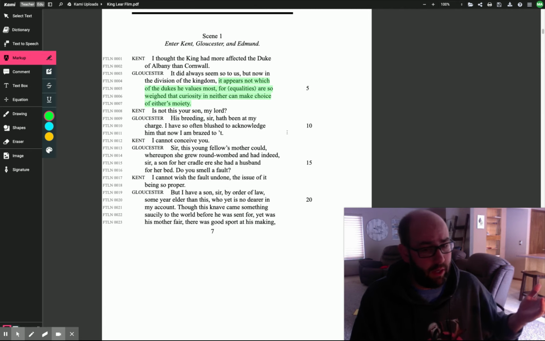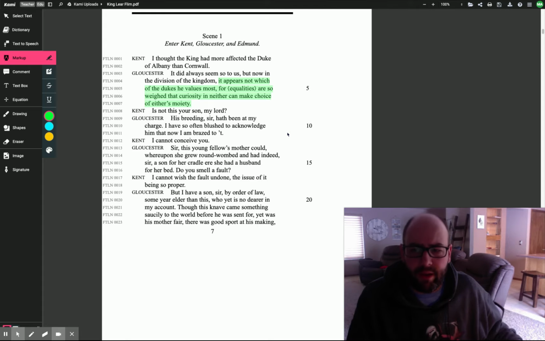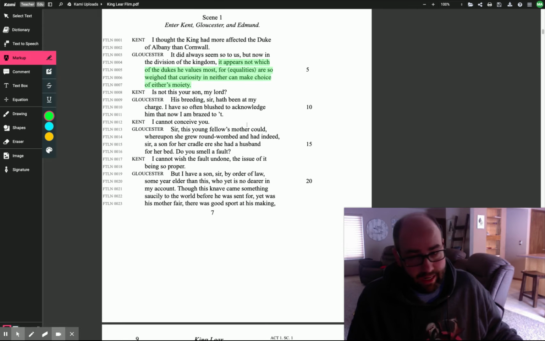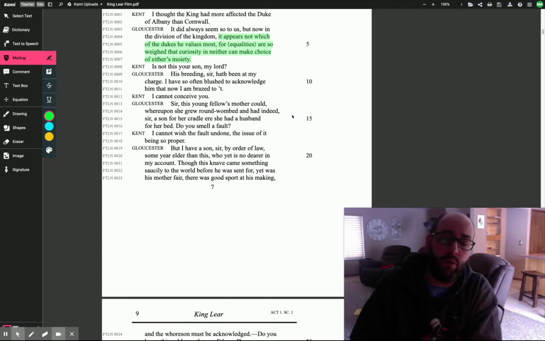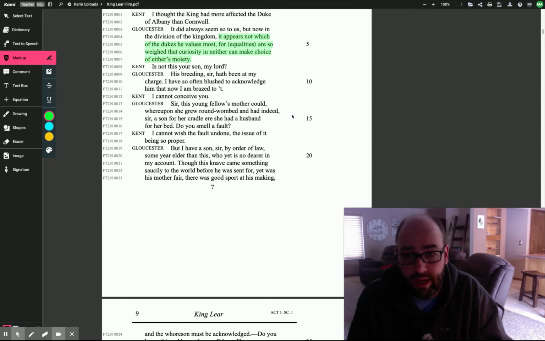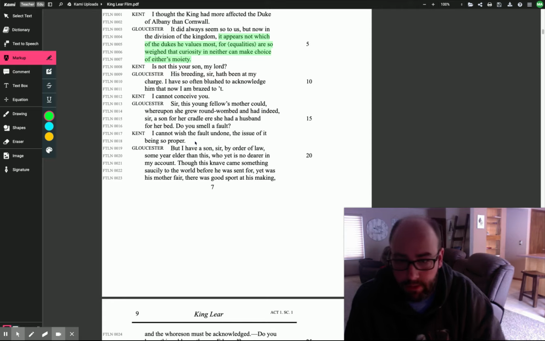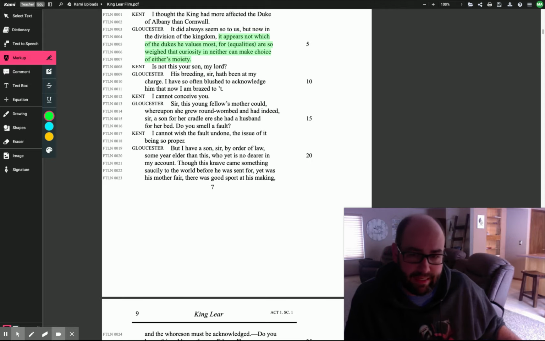Kent says, "Is not this your son, my lord?" pointing to Edmund. Gloucester: "His breeding hath been at my charge. I have so often blushed to acknowledge him that I am now brazen to it." Kent: "I cannot conceive you." Gloucester: "Sir, this young fellow's mother could, whereupon she grew round-wombed, and had indeed, sir, a son for her cradle ere she had a husband for her bed. Do you smell a fault?" Kent: "I cannot wish the fault undone, the issue of it being so proper." Gloucester: "But I have a son, sir, by order of law, some year elder than this, who yet is no dearer in my account. Though this knave came something saucily to the world before he was sent for, yet was his mother fair. There was good sport at his making."